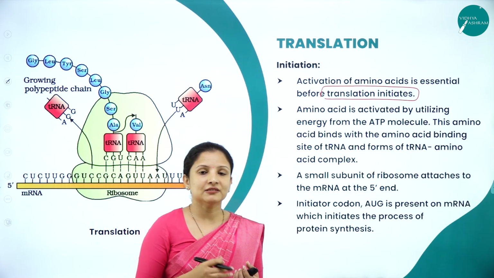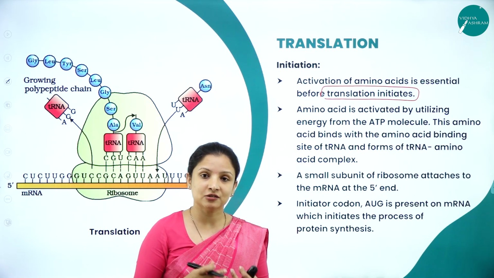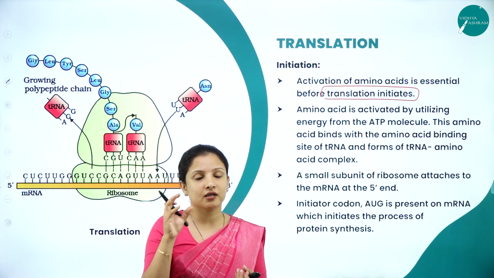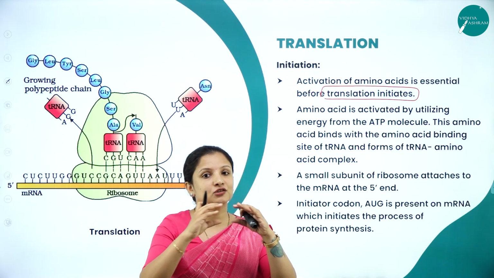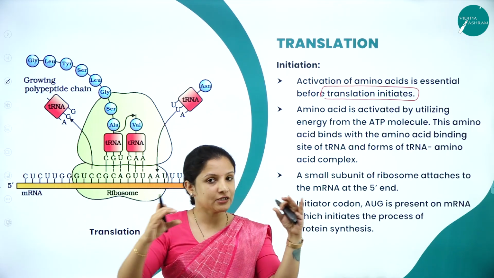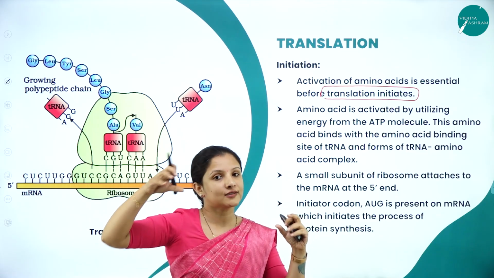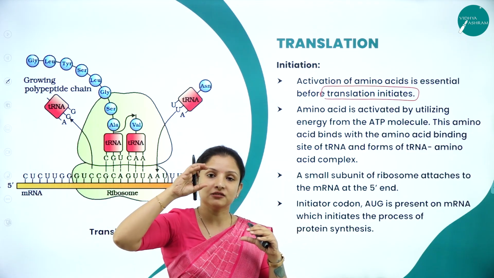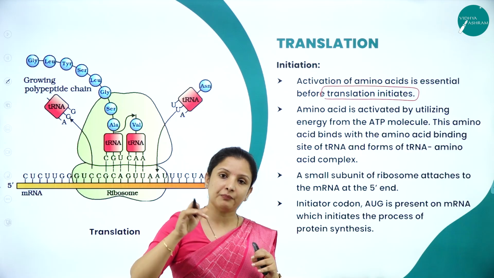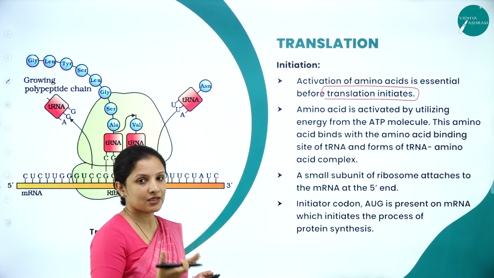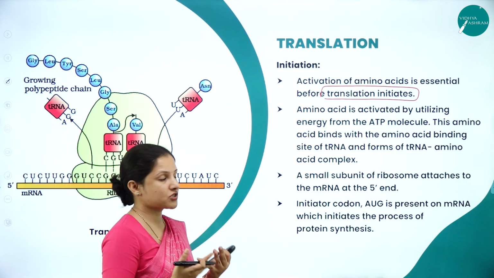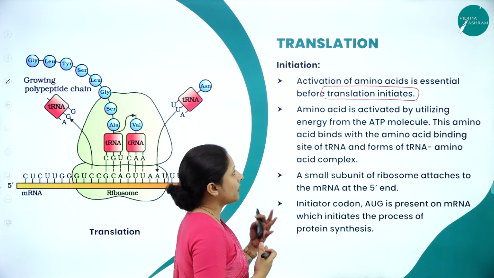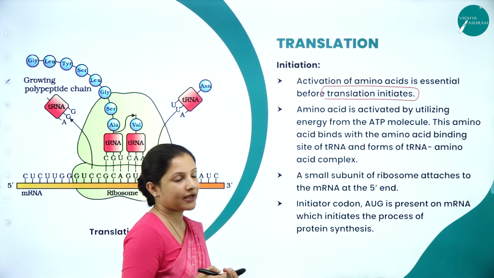Amino acids need to get activated, because when the tRNA brings the amino acid and it binds there, the amino acids need to form a chain. If they need to form a chain, they need to have bonds in between, that is the peptide bond. For the formation of the peptide bonds also, a lot of energy is required. So all this should be ready before the translation mechanism begins. So the amino acid is activated by utilizing energy.